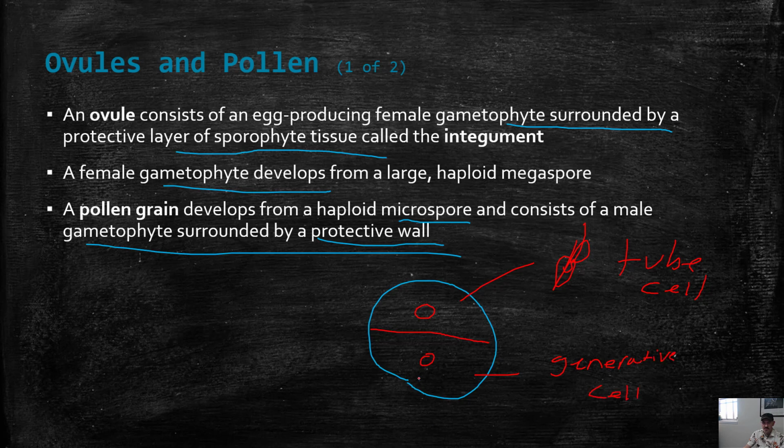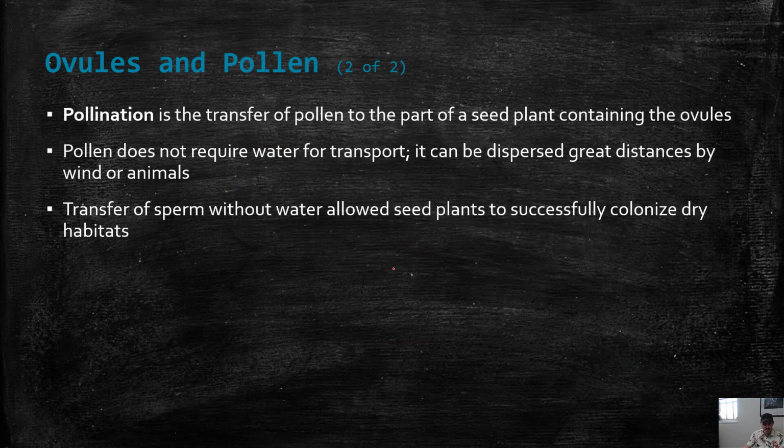Okay, generative cell. And this cell eventually divides in half and becomes 2 sperm. And this structure grows into a pollen tube, which I'll explain more later. Okay, so we have pollen. Pollen is a male gametophyte, just a couple cells big. It can blow in the air, or it can be carried by bees or whatever. And let's say it goes from one pine tree to another pine tree. It blows in the wind.